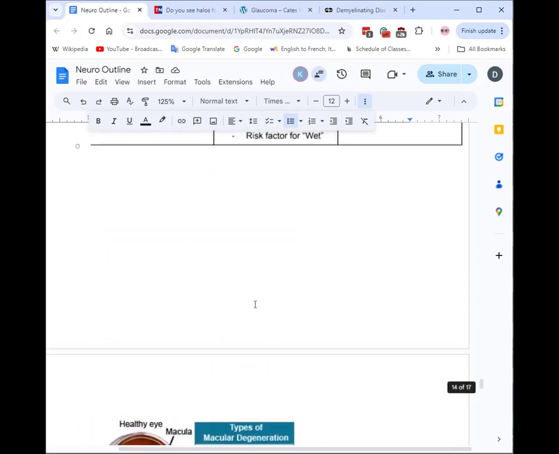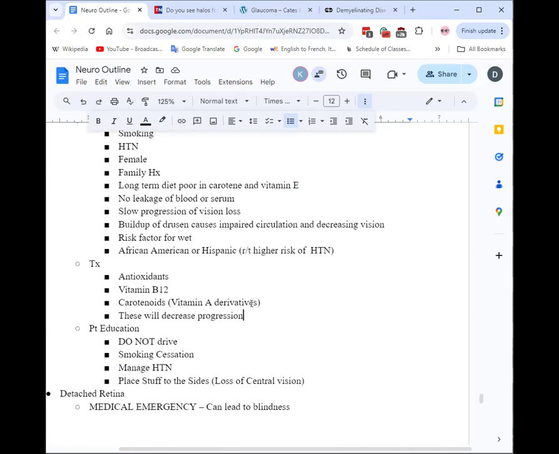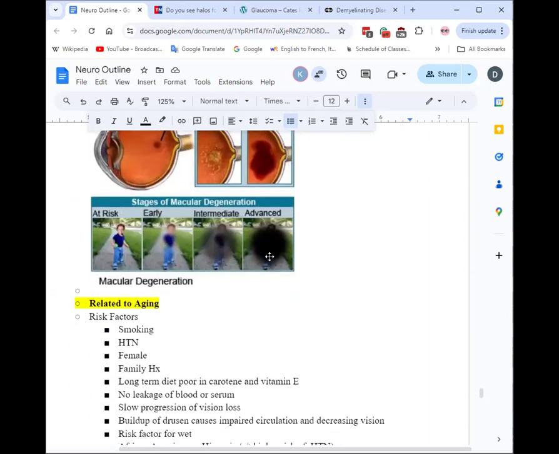Again, I don't think there was too much on this one. This one was, I think, maybe less important than the other ones. I'm not sure what your study guide says though, but I don't have too much information on this. Just do not drive. I think if your vision was looking like this, it'd be a good idea not to drive.